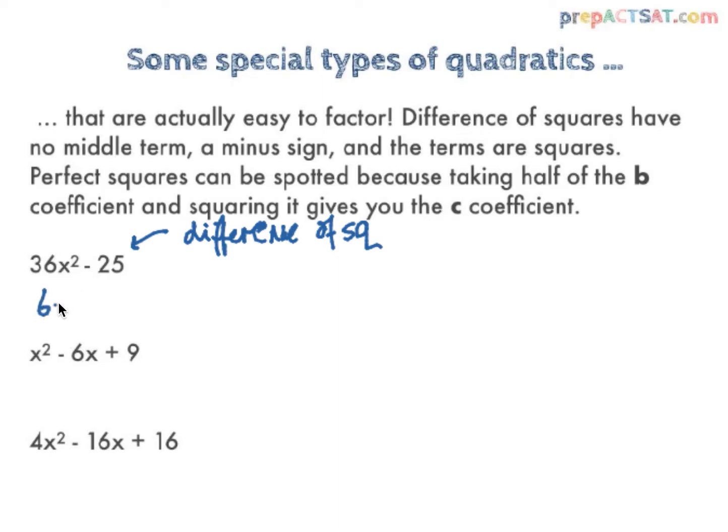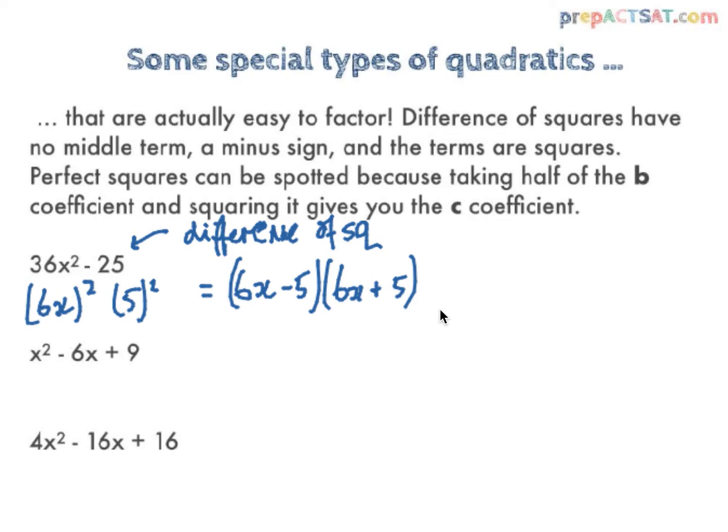So what might be helpful is to write what the square root actually is in each one. The square root of this term is 6x, and the square root of this term is 5. The way that a difference of squares factors, you take the square root and put a minus sign, and then the square root and put a plus sign. If you are not sure why this works in this way, use FOIL to expand, and you'll see how this is happening. Okay, that's the difference of squares.